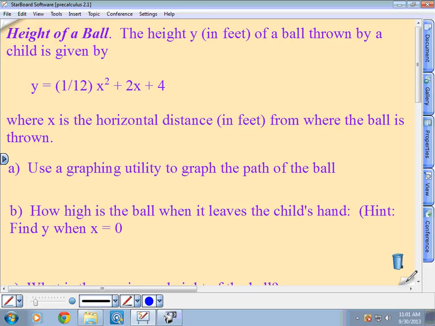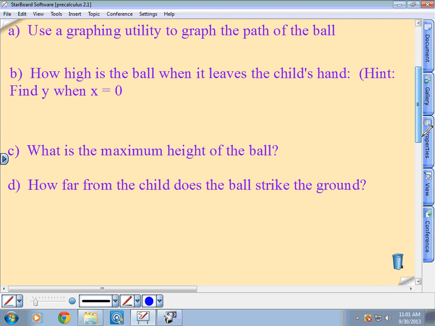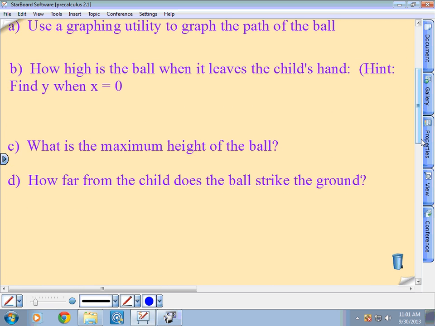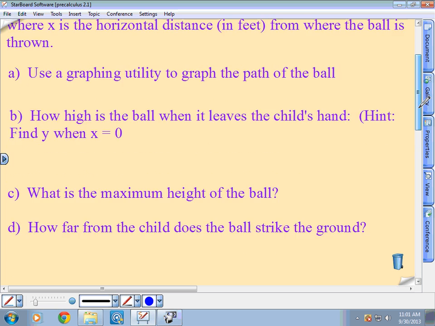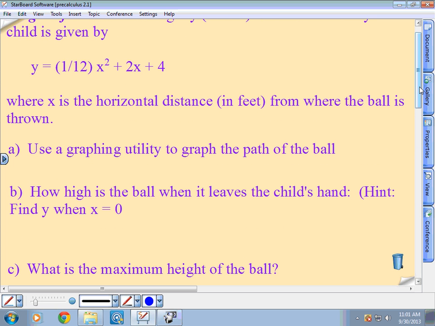So, A, use a graphing utility to graph the path of the ball. You can do that real quick. That'll be easy enough for you. You're just putting your function in and drawing a picture. Let's graph it. Let's have some fun. Be mathletes.